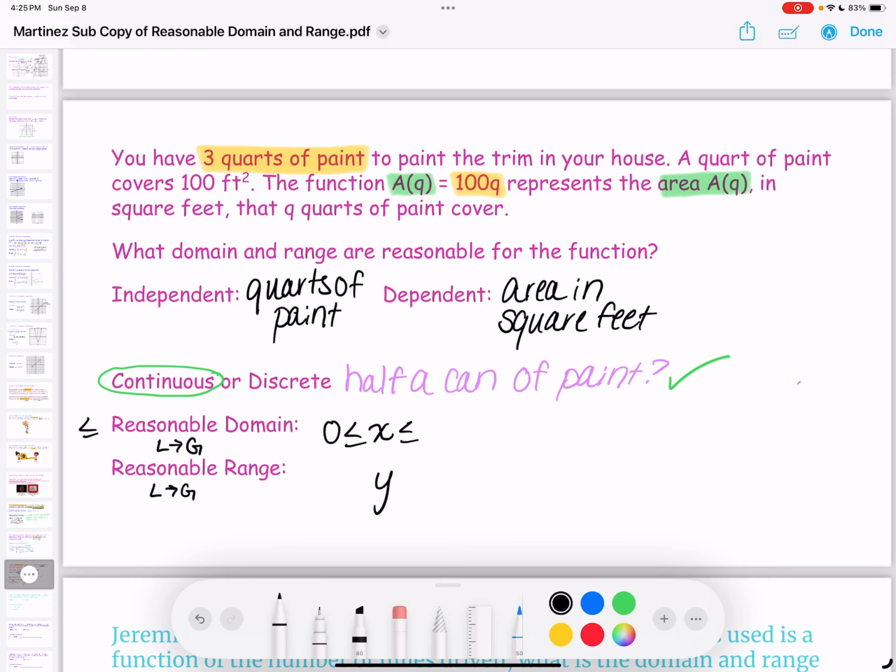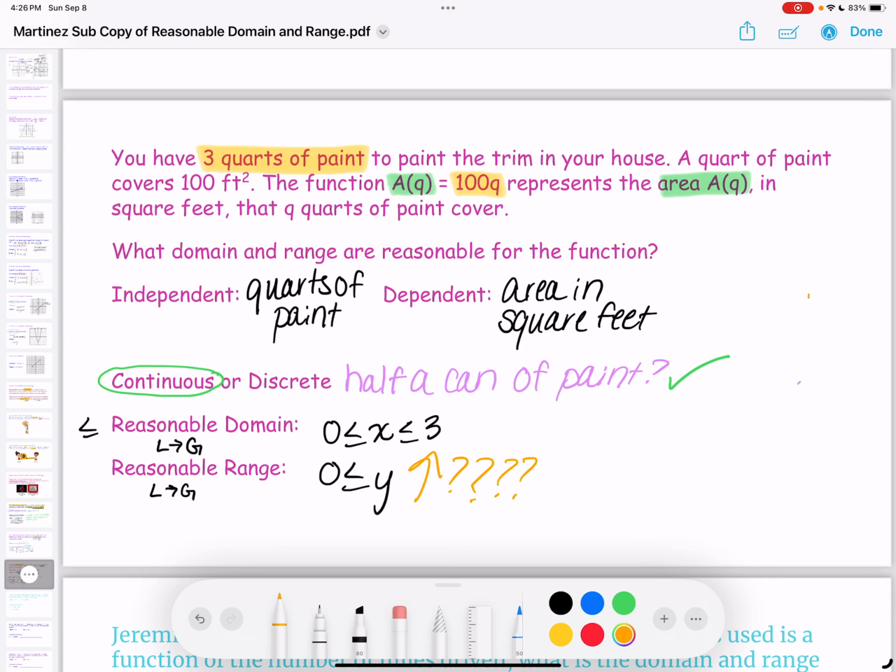Now, does it say anywhere up here how much area is going to be covered? No, it doesn't. So you cry. I mean, you're going to go ahead and calculate it. So you're going to calculate the range with the domain.